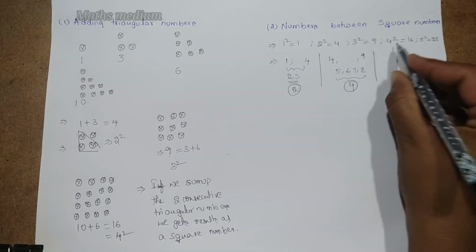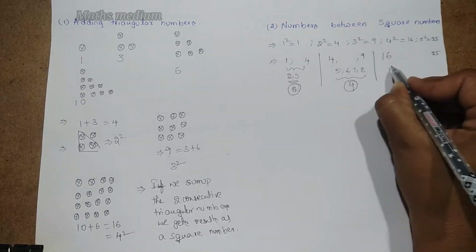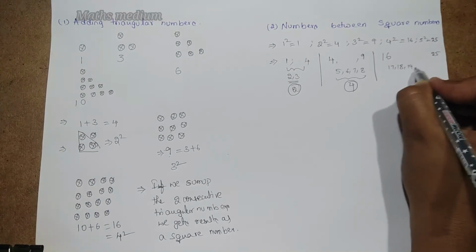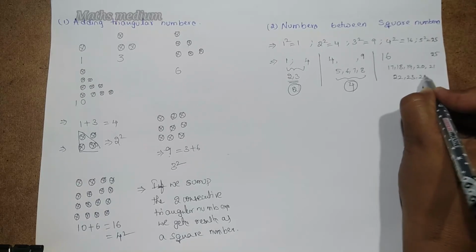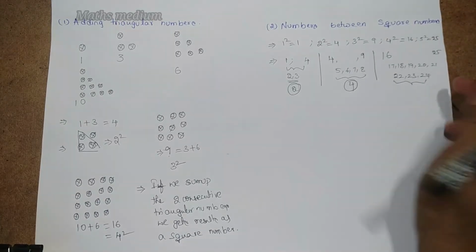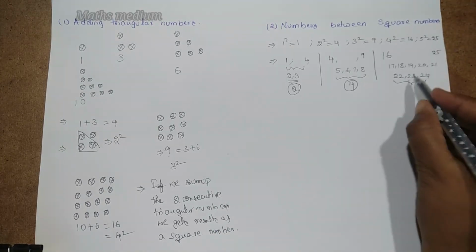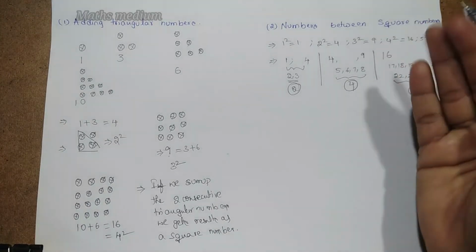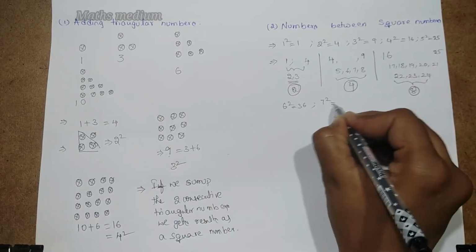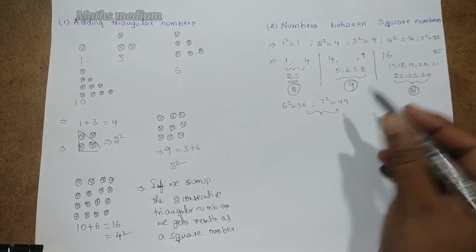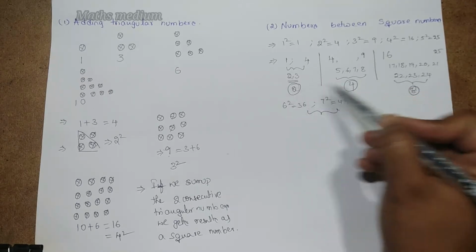If you compare 4 square and 5 square, 16 and 25, we get 17, 18, 19, 20, 21, 22, 23, 24 as the numbers between these two squares. Here we get 1, 2, 3, 4, 5, 6, 7, 8, 8 numbers. If you prolong this, 6 square is equal to 36, 7 square is equal to 49. Between these two, how many numbers are there? In any case, we can solve this as 2, 4, 8.